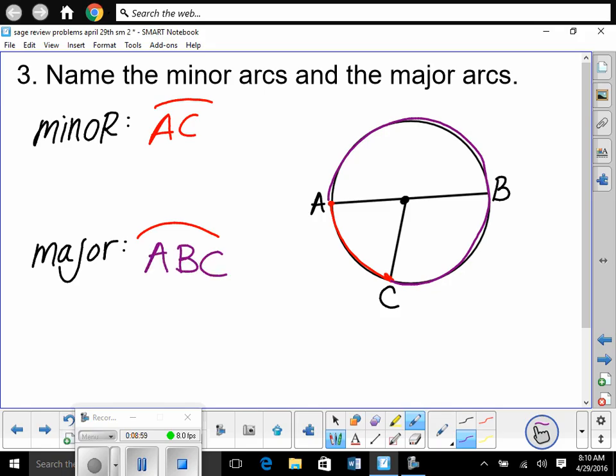Look, A and C. That's how you come up with the same minor and major arc that go hand in hand. Okay, let's do another minor arc real quick. CB. Okay, very good. Let's quickly name the major arc around CB.